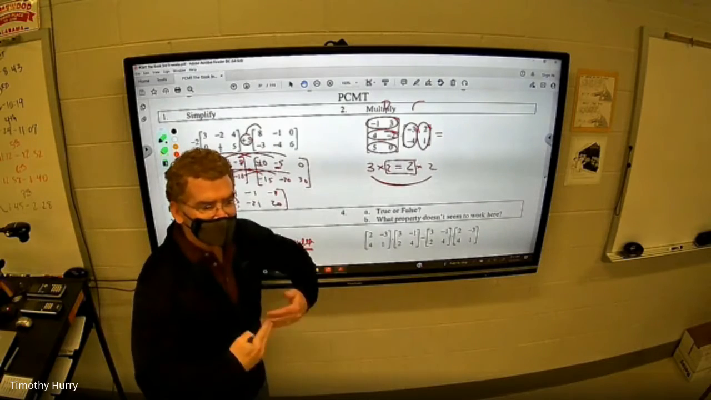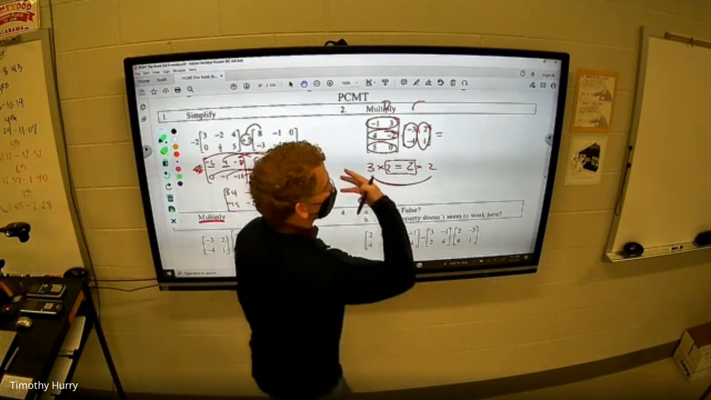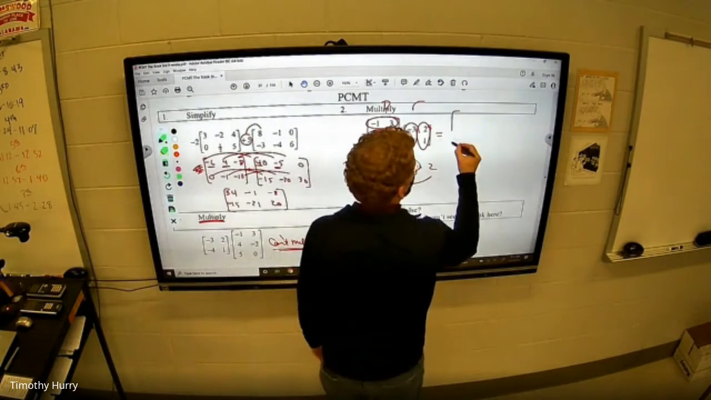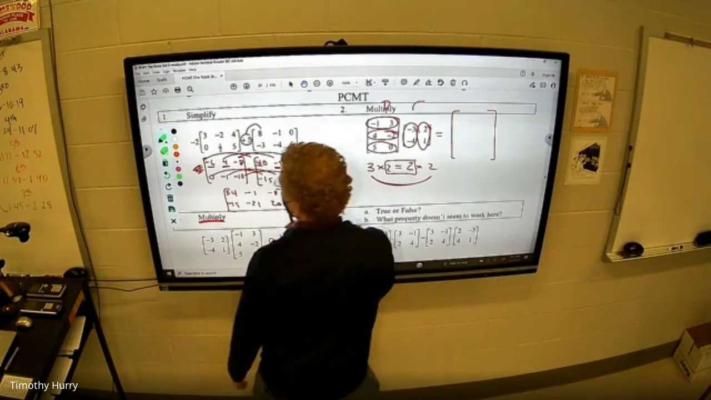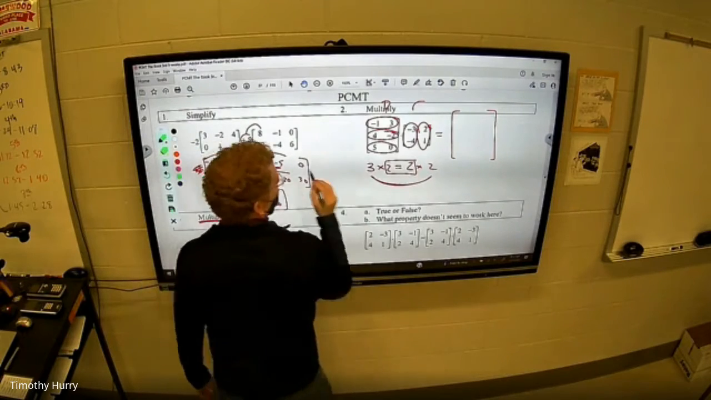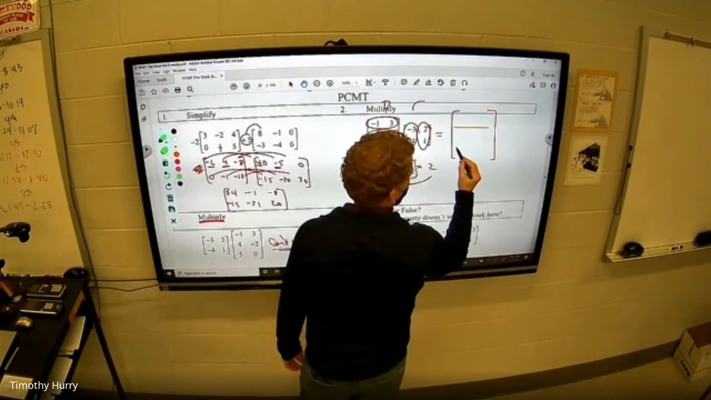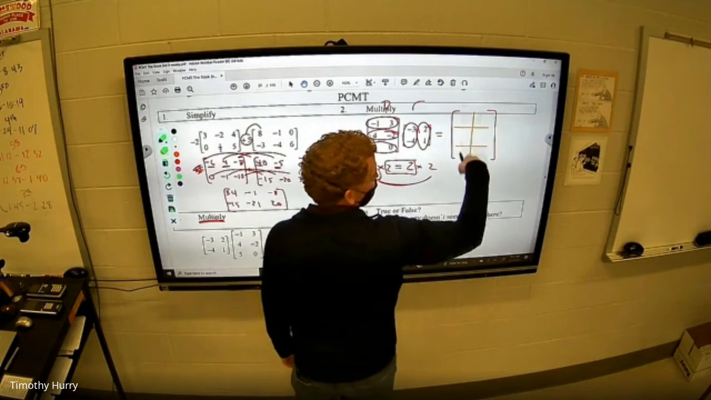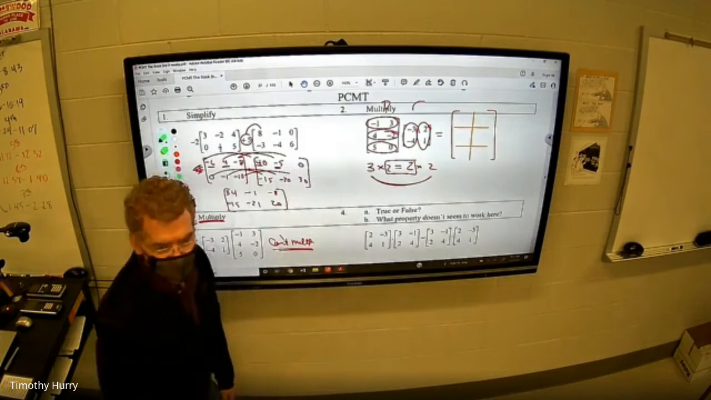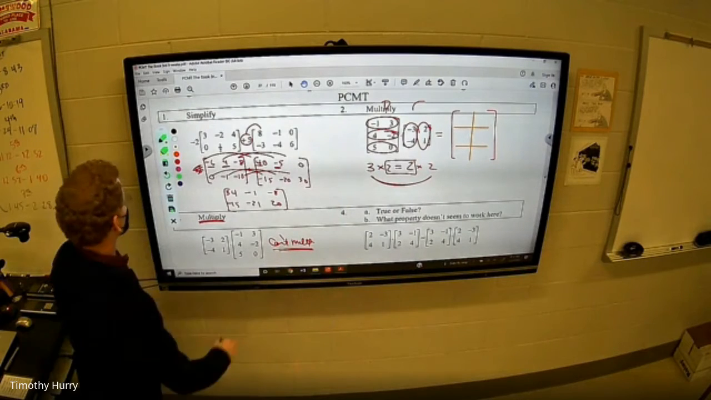So I'm going to end up with a 3x2, which means I'm going to end up with 3 rows and 2 columns. So if I think about this right here, and you don't have to draw this, but I'm going to basically end up with 3 rows, 1, 2, 3, 2 columns. So there's 6 numbers I'm looking for. So how do I do this?